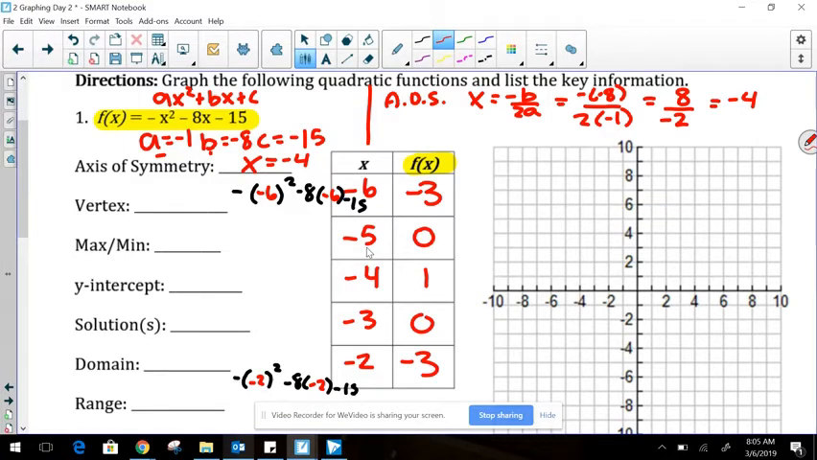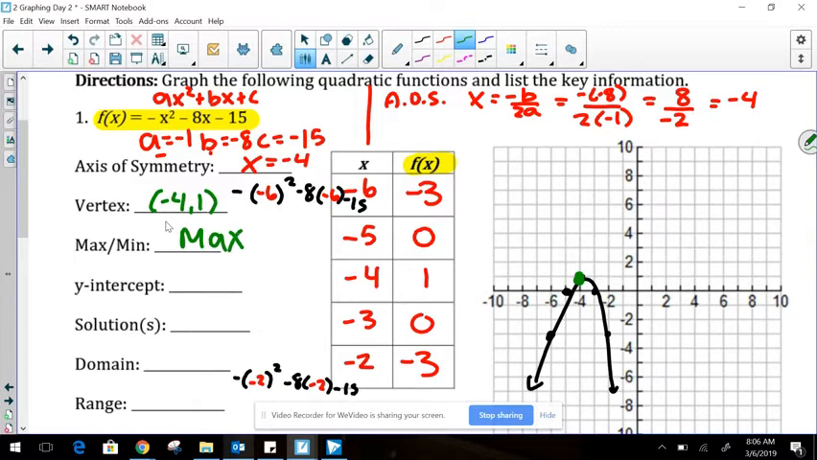Now I can plot these points. My first point is -6, -3. So I go left 6, down 3, left 5, left 4, up 1, like this. Then when I'm done, I'm going to connect my U and draw my arrows. Now I can answer the questions on the left. My vertex here, that's the top point, that's at -4, 1. That's the top of a mountain, so that's a maximum.